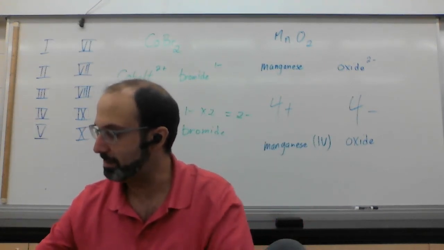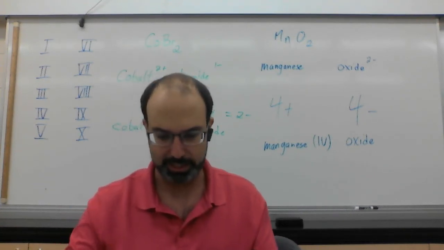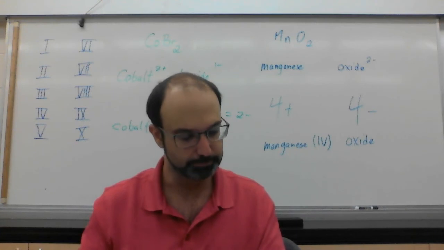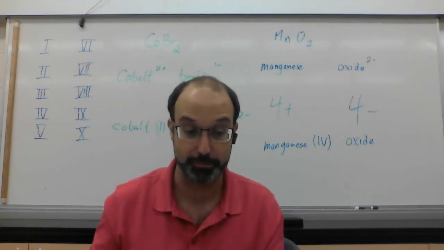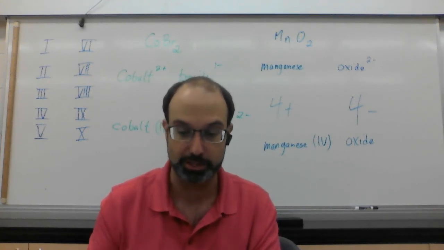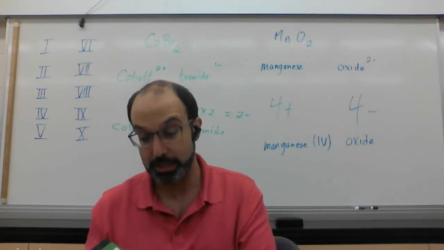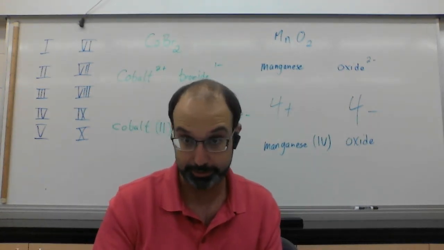On page 17 onward, let's see, how many pages is it? 17 all the way up to 19 is practice on ionic compounds. The answers, of course, are located in the teacher notebook. You guys can check them there as you're doing them. Try them first, of course. Don't just copy down whatever's in the notebook. That doesn't really help you learn it.